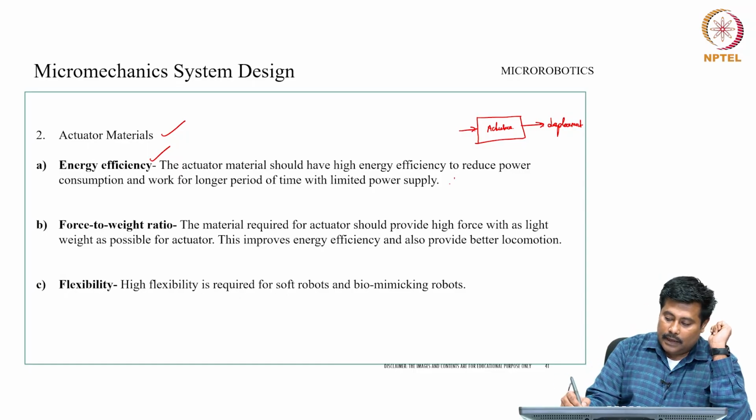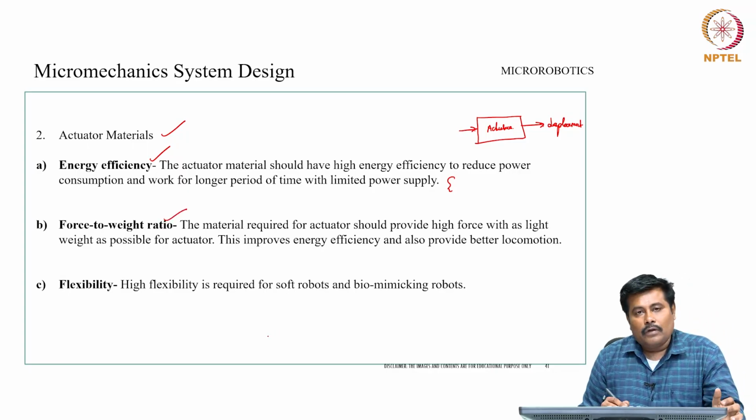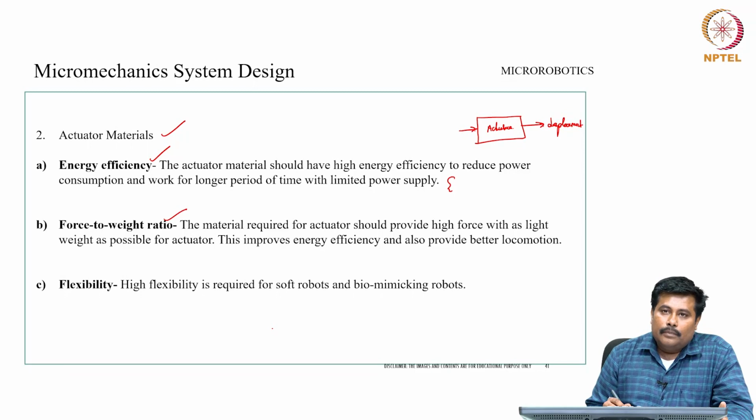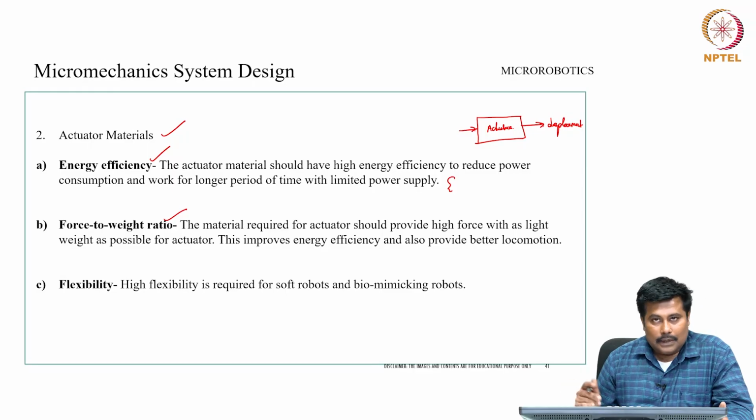This is one of the key parameters which we may need to consider. Next, with reference to the actuator, is the force to weight ratio. The material required for an actuator should provide a high force with as light a weight as possible. This improves energy efficiency and also provides better locomotion.